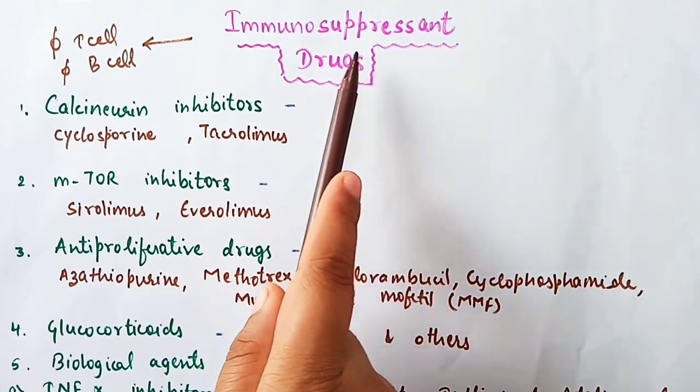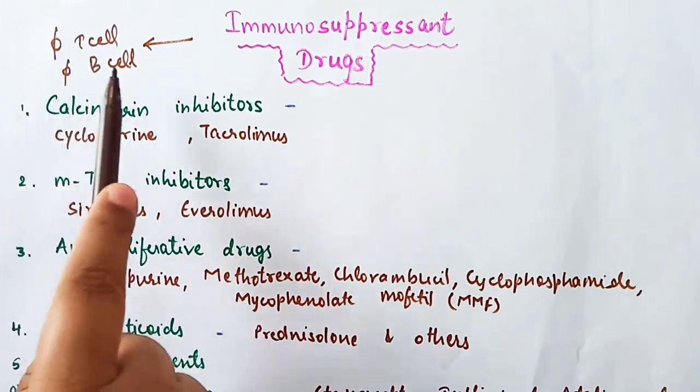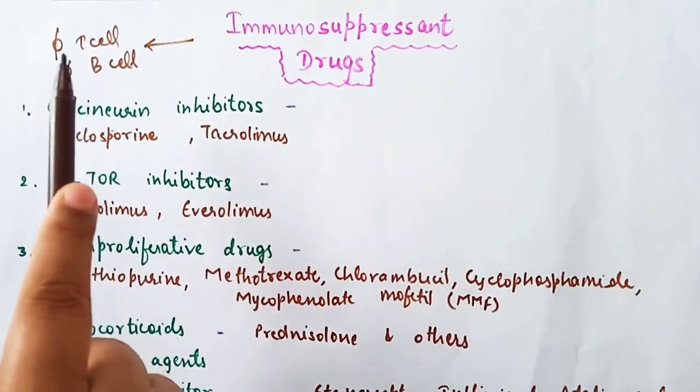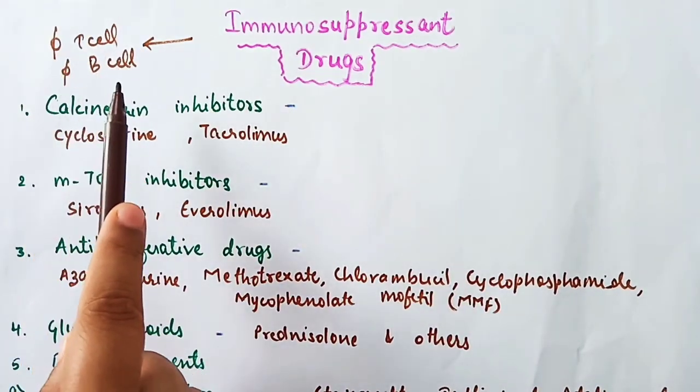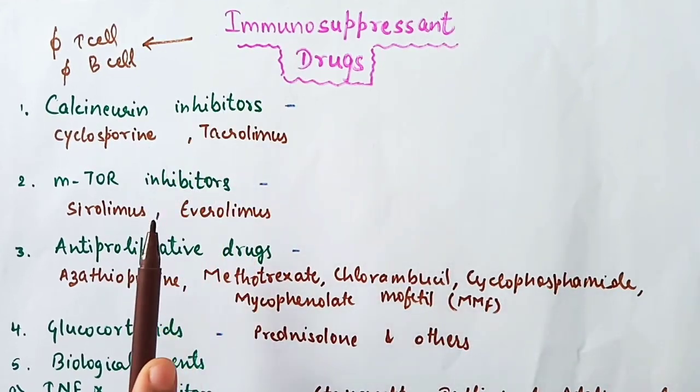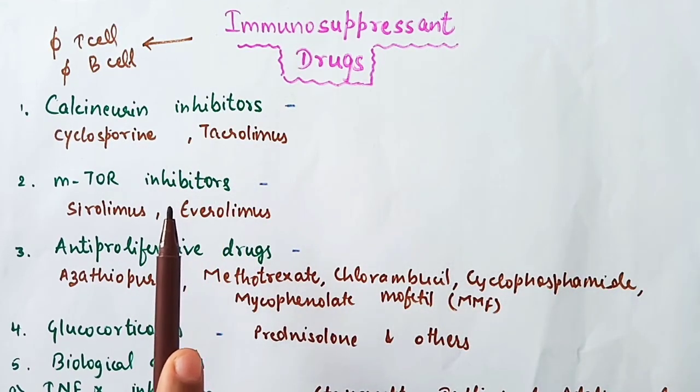So let's start with immunosuppressant drugs. These are the drugs which are active against T cells and B cells. Their main role is to inhibit T cell activation and B cell activation. They have a detailed classification, so let's see.